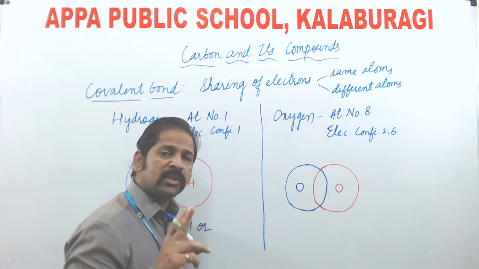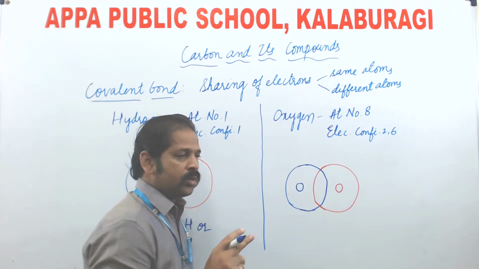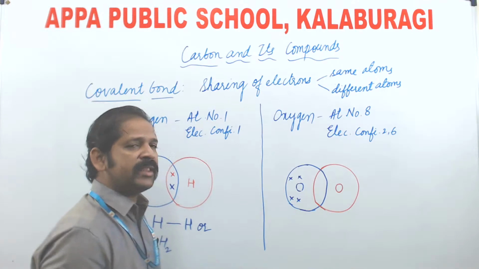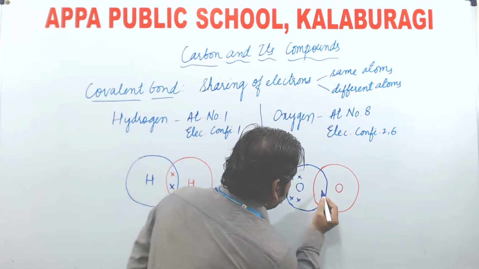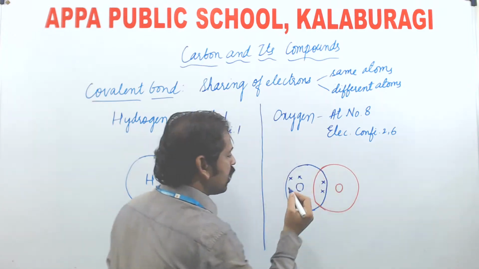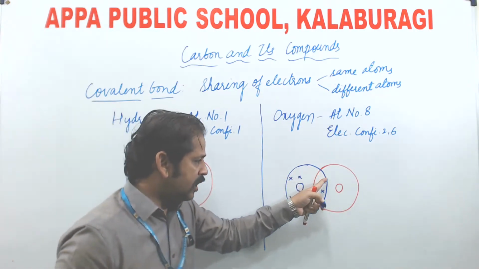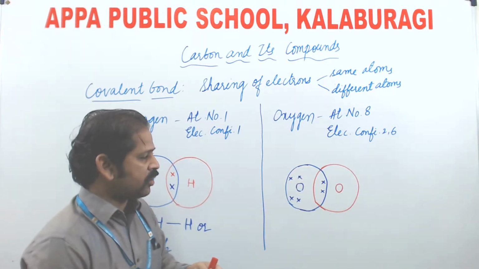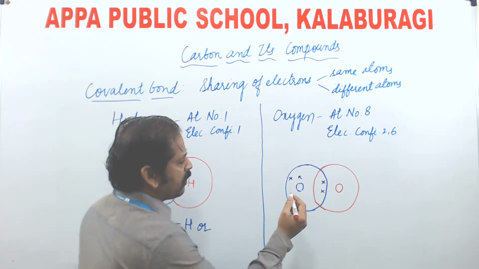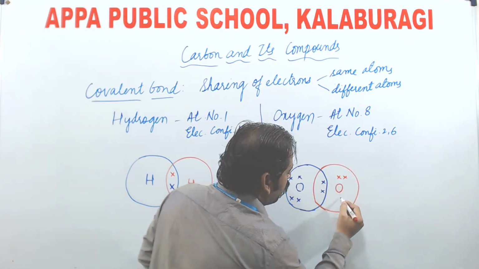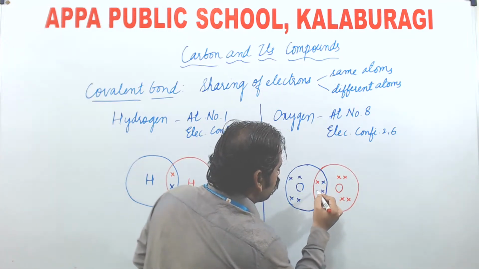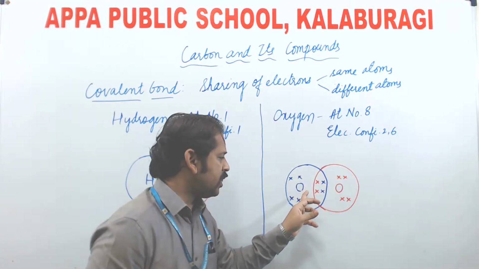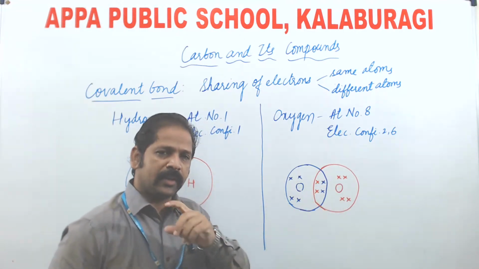So 2 electrons will be shared here. Already 1, 2, 3, 4 are in pairs. 5 and 6 are there now. 6 electrons are there in this line, of this oxygen. And if you take this oxygen, it is also having 4 in pairs and 2 unpaired. This oxygen is also having 6 electrons in its outermost orbit.